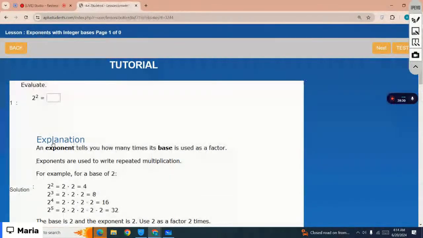Okay, so 2 square, you have to multiply the base exponent times, right? The exponent is 2. That means you need to multiply 2 times. Yes, you have to do 2 times 2. The correct option is 4. Let's start with the test questions.